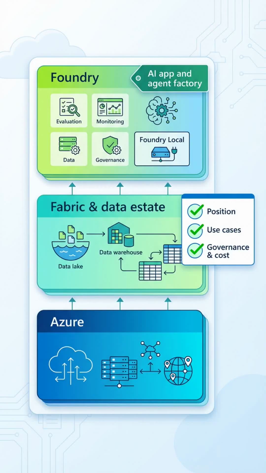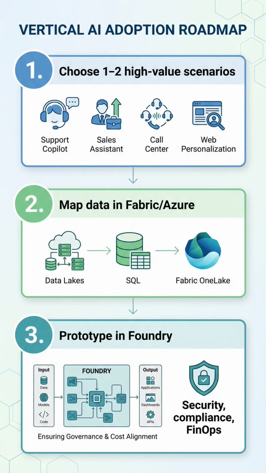Let's understand the key takeaways and next steps. Treat Microsoft Foundry as your AI app and agent factory on Azure, sitting on top of Fabric and your existing data platforms. It provides model catalog, agent orchestration, data connectors, evaluation, monitoring, and governance in one place, plus Foundry Local for high compliance deployments. To get started, define one or two high-value scenarios.